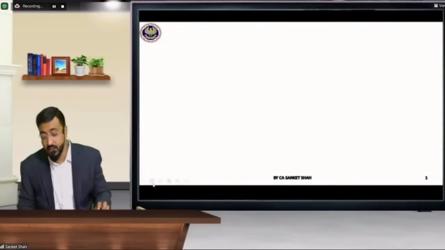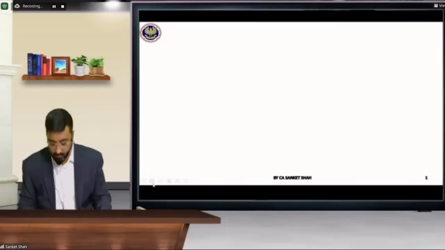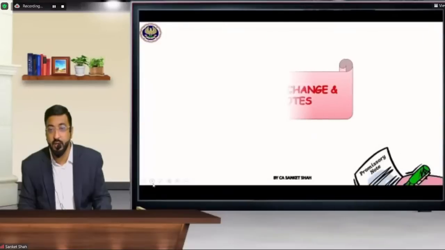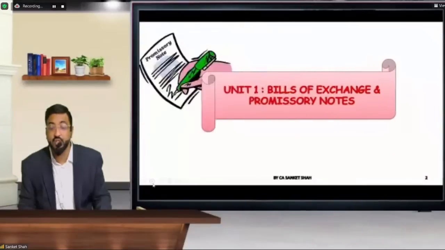Today we are going to start with chapter number 6, one of its important chapters, accounting for special transactions. This chapter is divided into units: consignment, sale of goods sent on approval basis, and then bill of exchange. We are going to start with the first unit, that is bill of exchange and promissory notes.